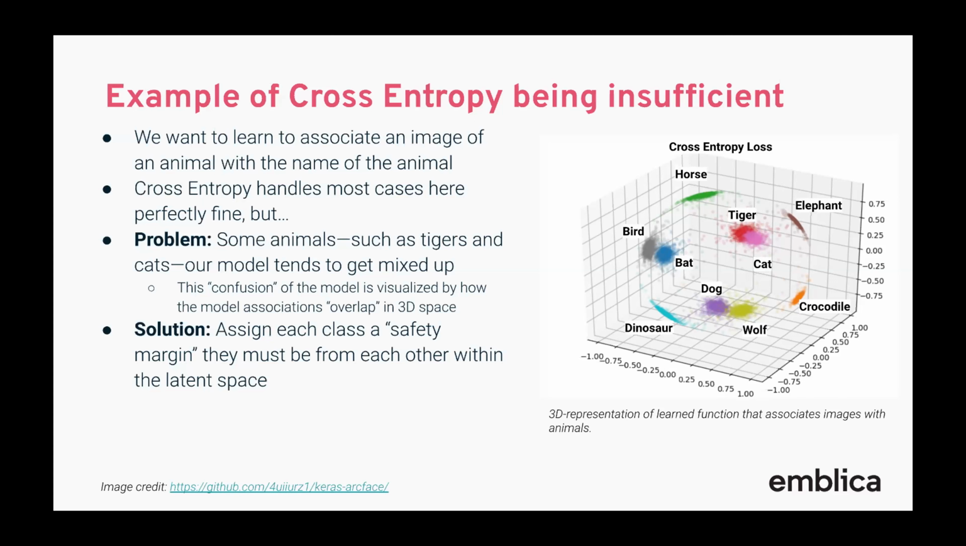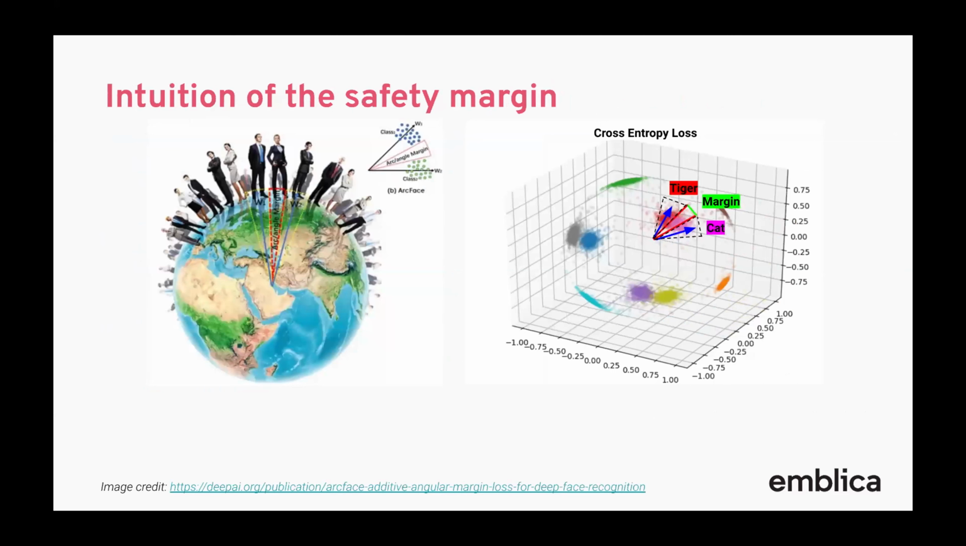Well, how can we solve this? Well, we can assign each of these clusters a safety margin that they at minimum must be from each other within this 3D space. And this can be built on top of the cross entropy loss, where we tell the cross entropy loss that there has to be a minimum distance for each of these clusters it's classifying to be from each other. And here's this margin drawn in 3D space.